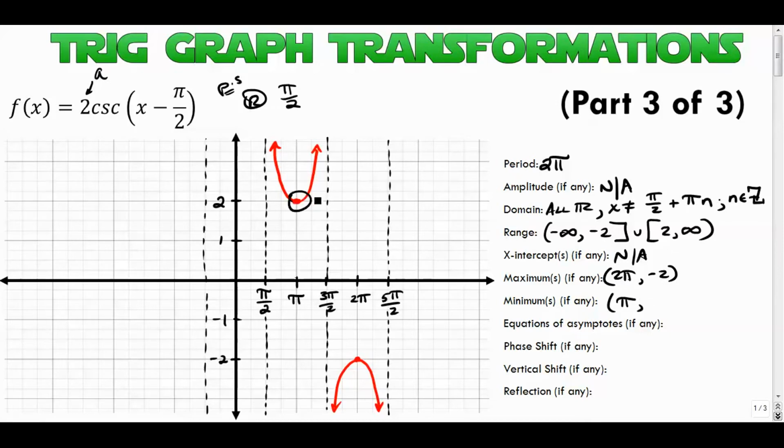The minimum value is, of course, these are relative or local extrema, (pi, 2). Asymptotes, there are definitely asymptotes: pi over 2, 3 pi over 2, and 5 pi over 2. And there are obviously an infinite number, but those are the 3 on my screen. Phase shift, we already said this goes right pi over 2. Vertical shift, there's not any, and there's no reflection either. So there you go.